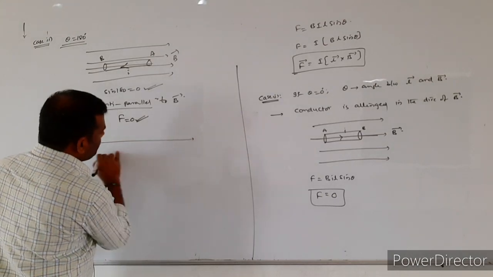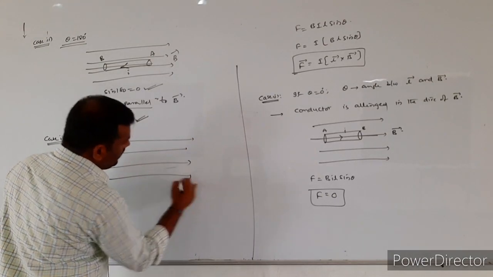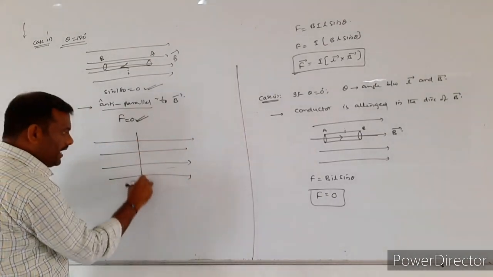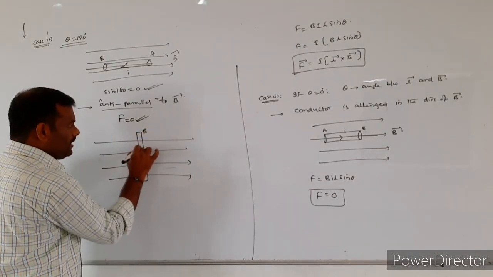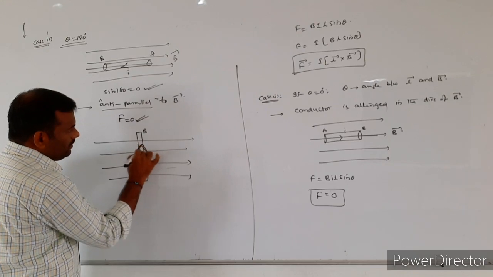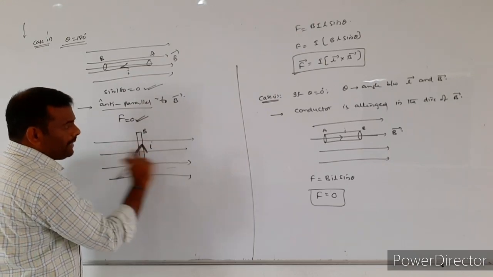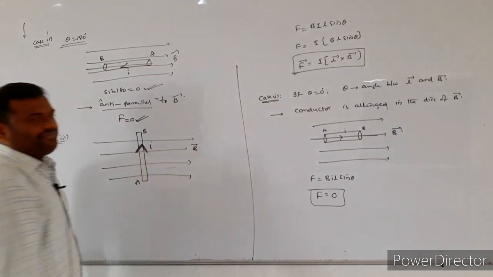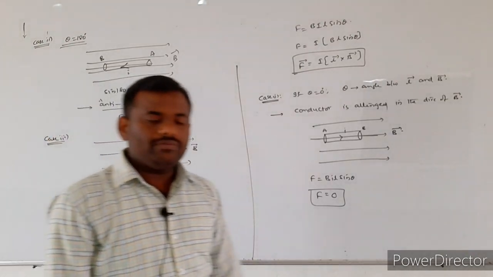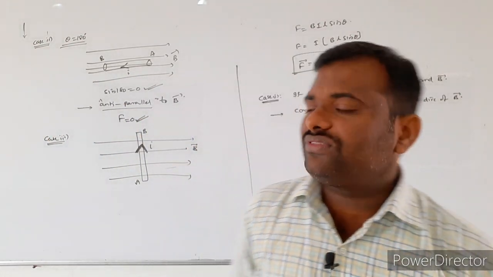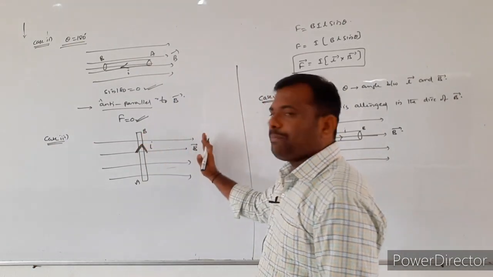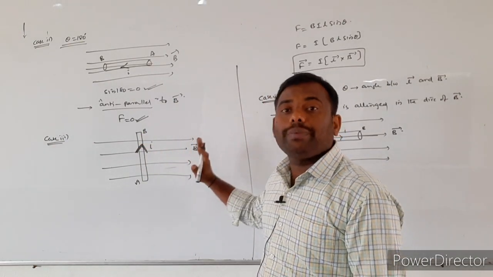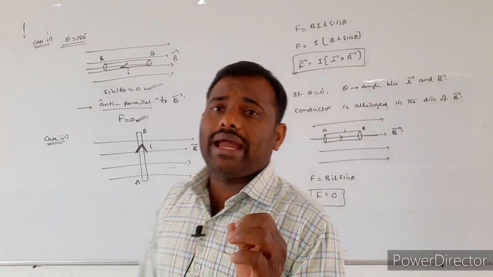So, this is the direction of the magnetic field, and the conductor will be placed like this, and the current direction will be perpendicular to the direction of the magnetic field. In case 3, what do we assume? The direction of flow of the current is perpendicular to the direction of the magnetic field.